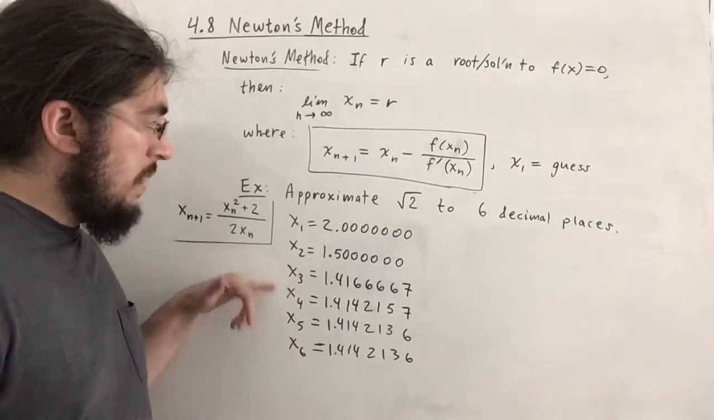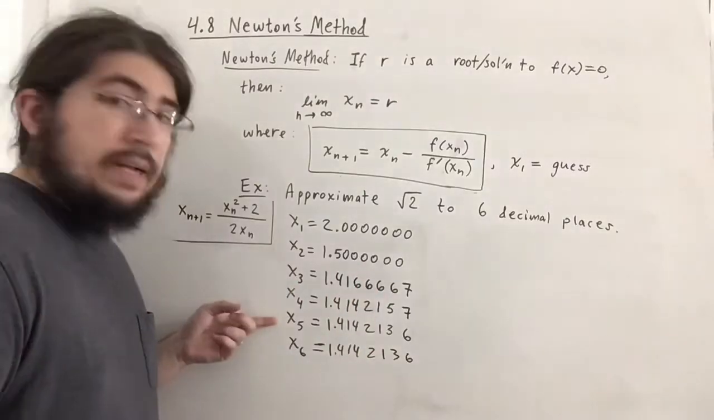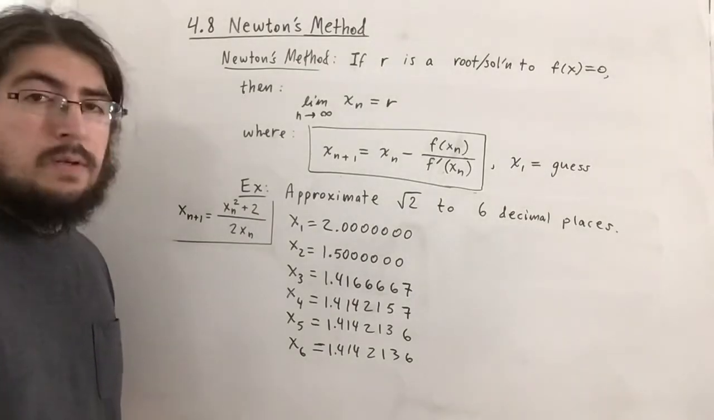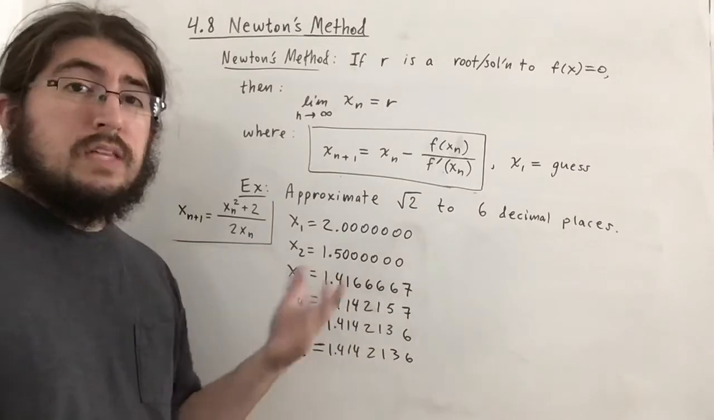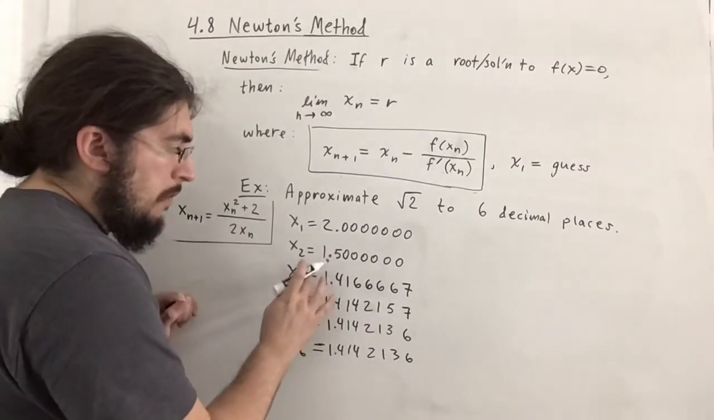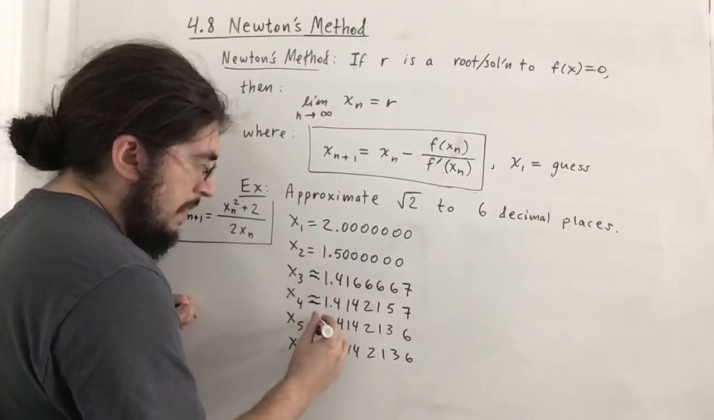Here's x3, x4, x5, and x6. And you can kind of see that after x5, it's actually the same. And if you were to do x7, it would be the same as well. And of course, remember that these x values are getting closer and closer to the actual x value we want. Now notice really here we're approximating, so these are all not actual equality, they're all approximate.